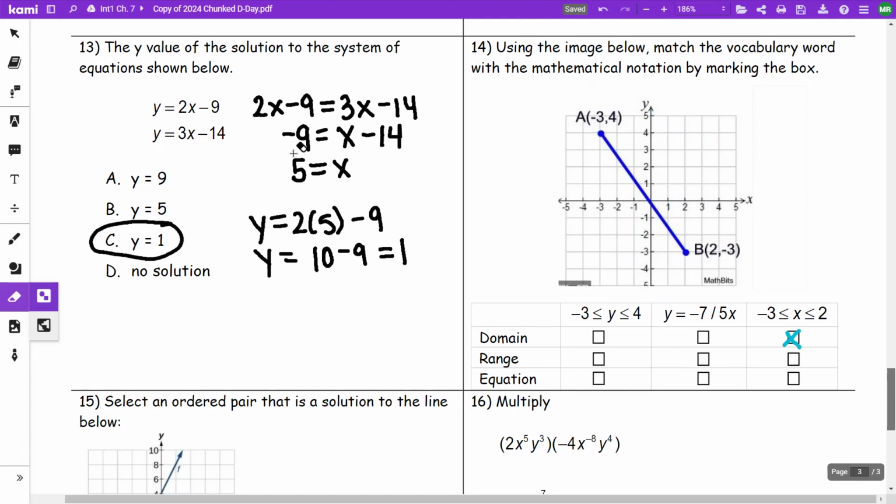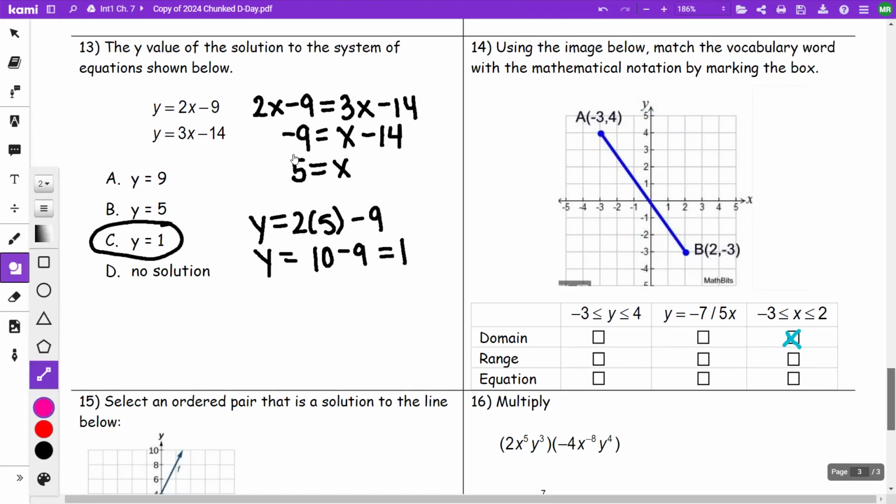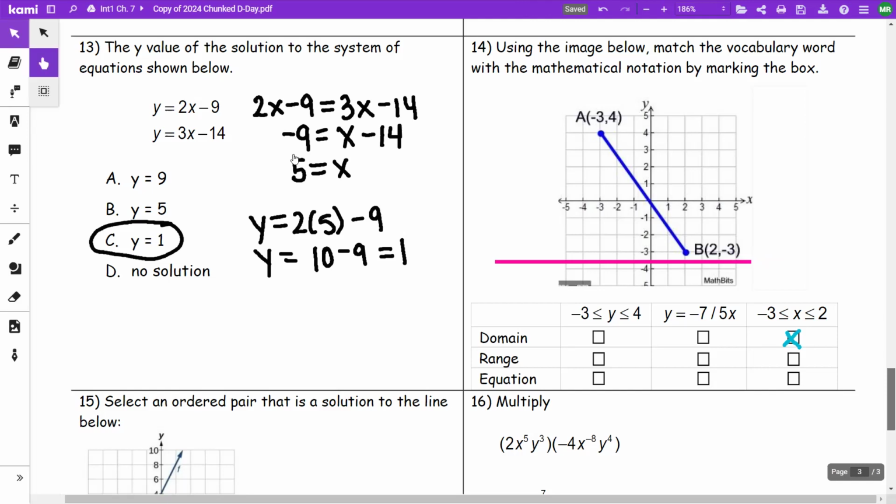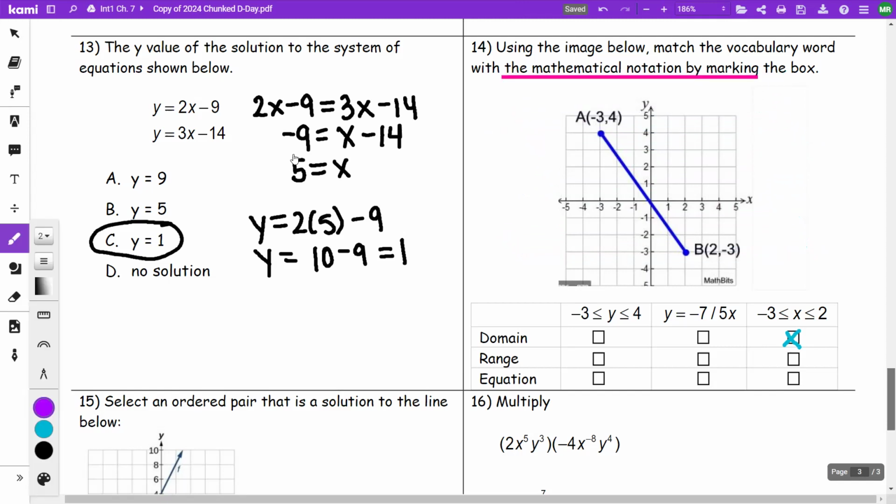Now my range is, let me draw another vertical line. My range is where I want to see how high and low. So the lowest it goes is -3. The highest it goes is 4. So that is going to be this one here, -3 to 4. Now, there's only one choice left. So for equation, it's going to be the one in the middle. But just let's say you had more than one choice.